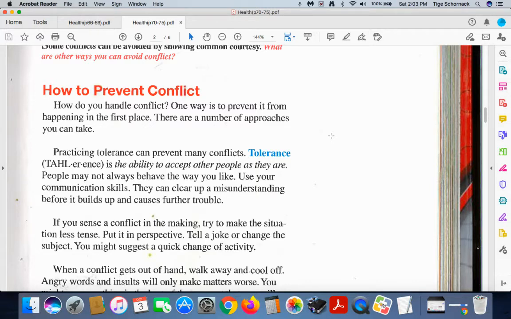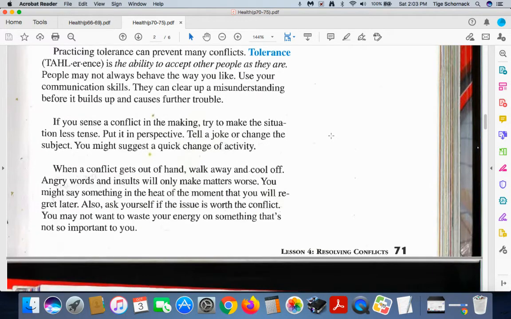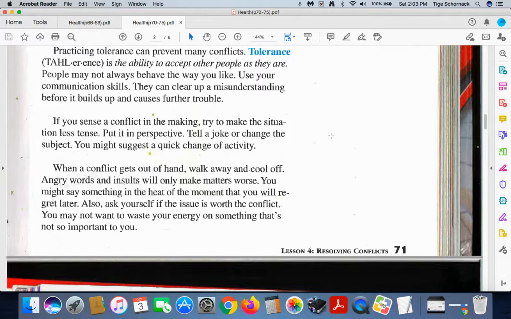If you sense a conflict in the making, try to make the situation less tense. Put it in perspective. Tell a joke or change the subject. You might suggest a quick change of activity. When a conflict gets out of hand, walk away and cool off. Angry words and insults will only make matters worse. You might say something in the heat of the moment that you will regret later.